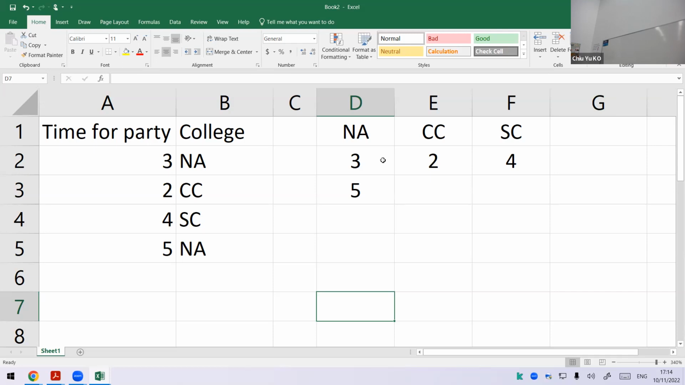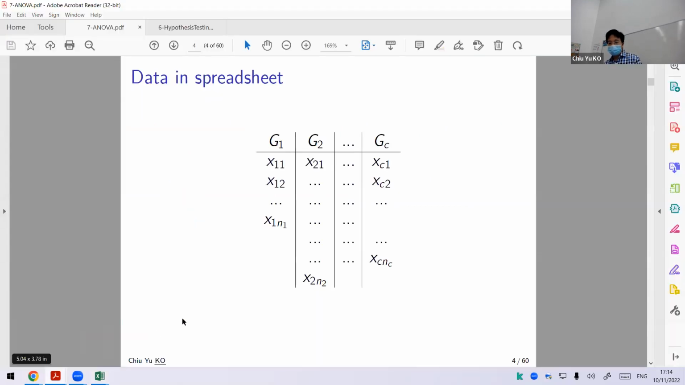They don't have the same sample size, yes. So the length is actually the sample size, exactly the reason. Is that okay? So usually this means that NA has 2 observations, 3 and 5. CC has 1 observation of 2, SC has an observation of 4. So this is the data, and then we handle it. Remember what we do is a T-test. We're doing the T-test to see if the mean for each group is the same or not.